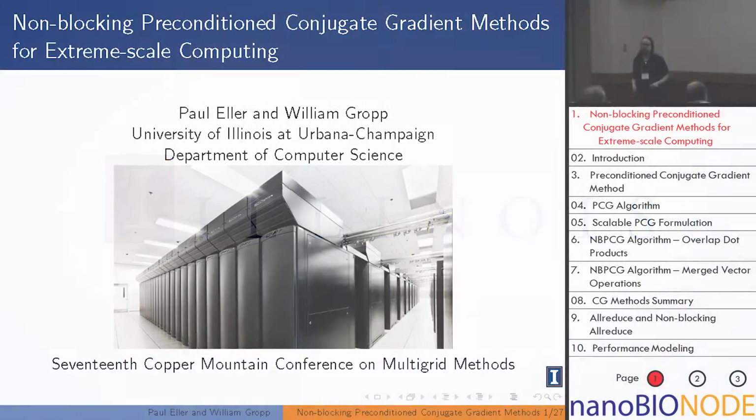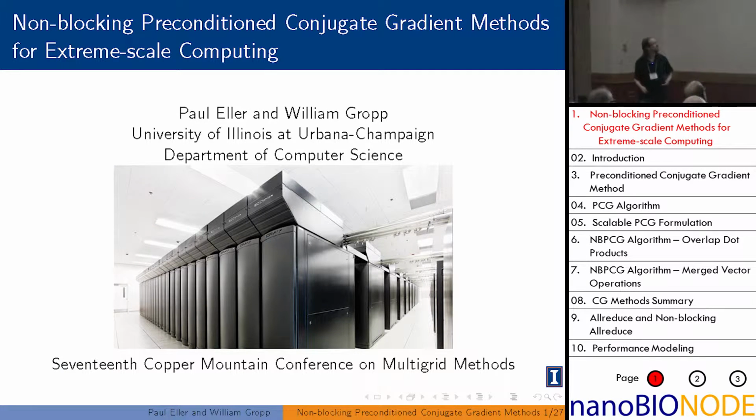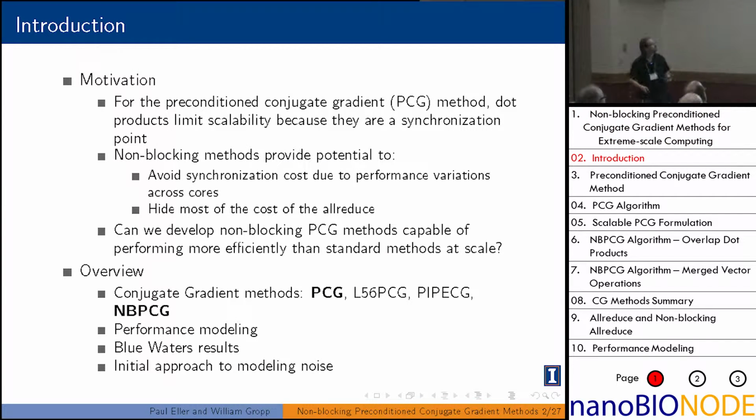Focus on some research I've been doing with Bill Gropp. The basic goal of this research is to develop conjugate gradient methods that perform well at extreme scales. So basically the motivation behind this is that ideally it'd be nice if the methods we use on our desktops and so on performed great on extreme scales.